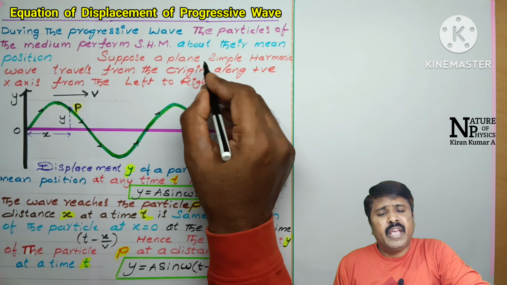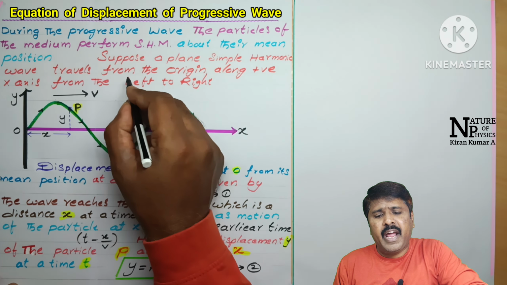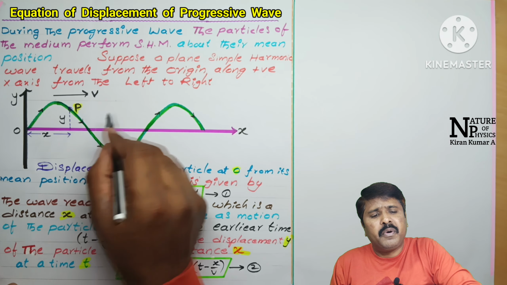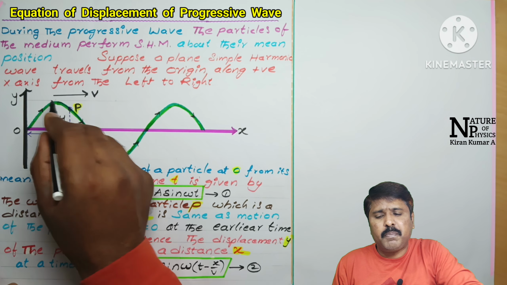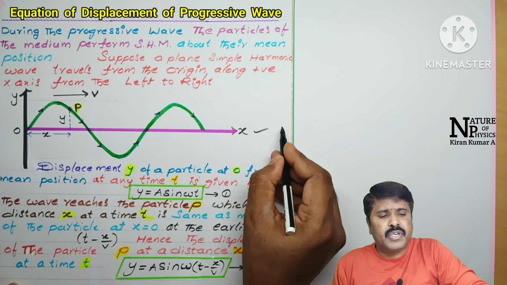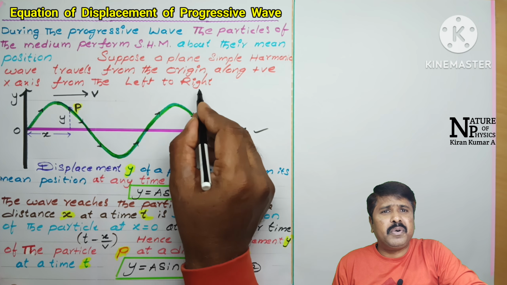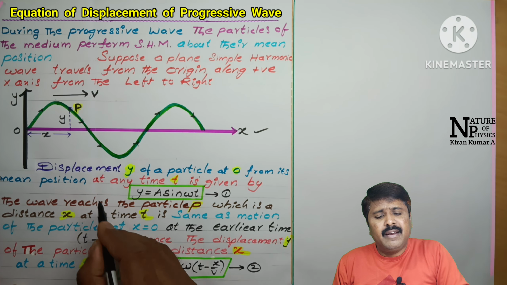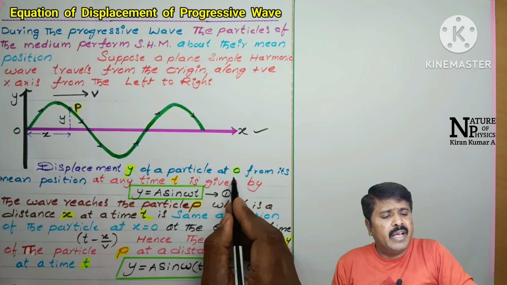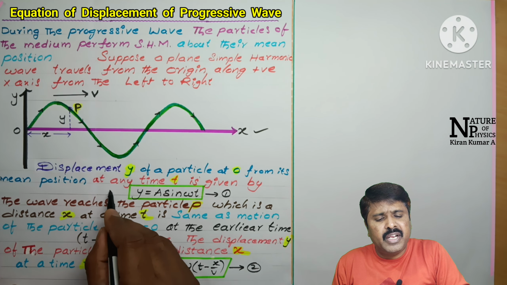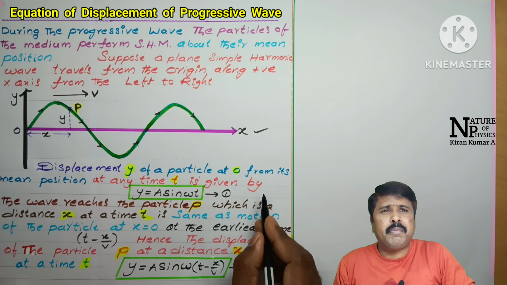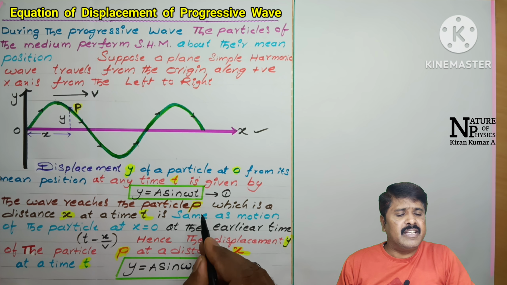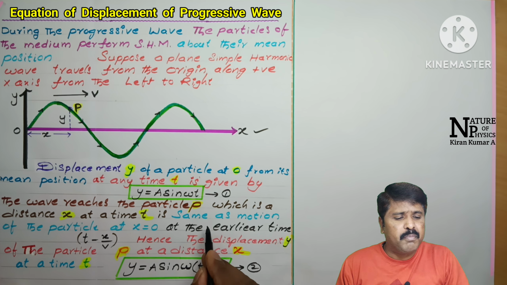Suppose a plane simple harmonic wave travels from the origin O along the positive x-axis, from left to right, as clearly represented in the diagram. The displacement y of a particle at O from its mean position at any time t is given by the basic equation y equals a sin omega t. This I wrote from simple harmonic motion. This is equation 1.